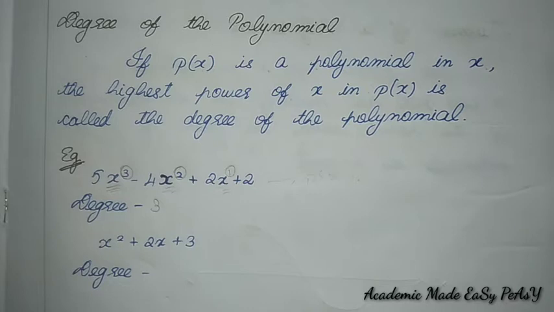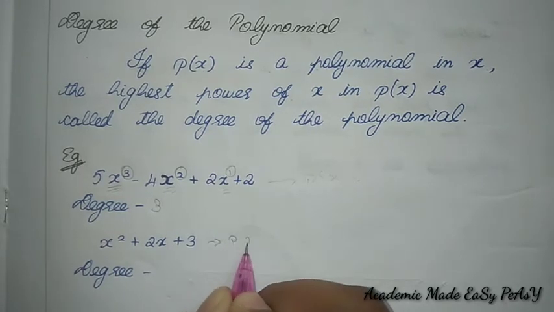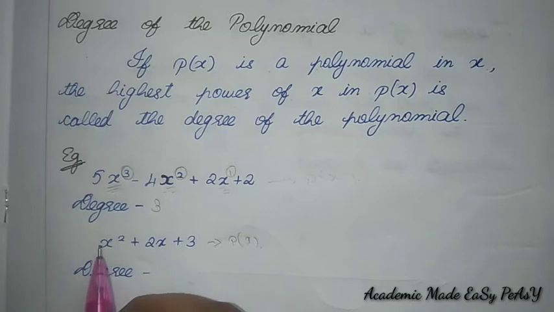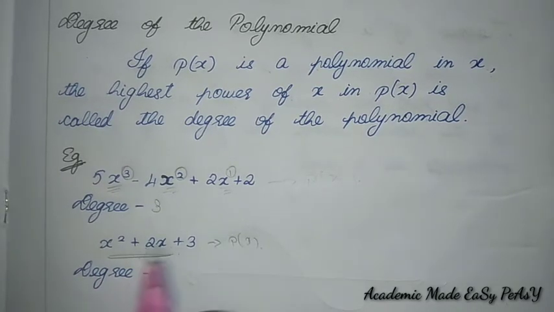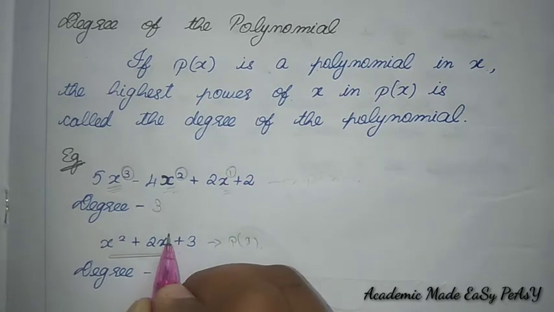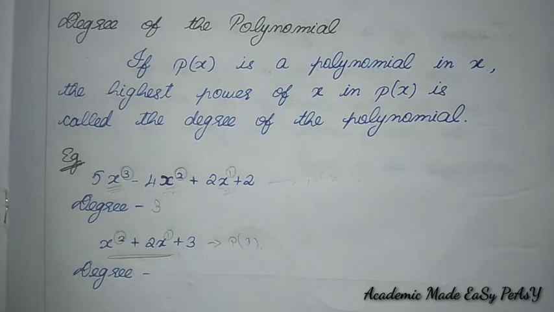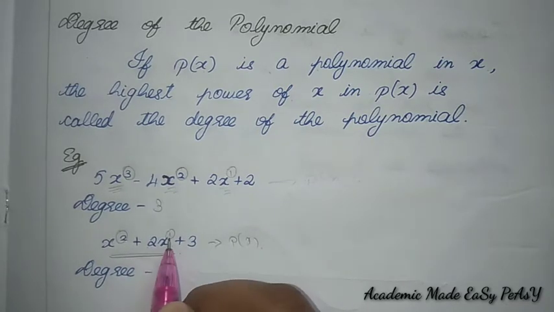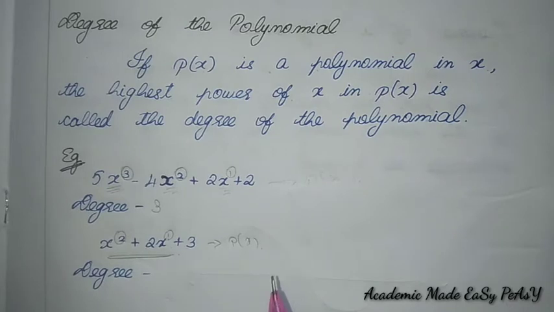And one more example. Next, p of x is x square plus 2x plus 3. This is the p of x given, and we have to find the degree of this polynomial. Now I will be checking the degree of x alone, not any other degree. So I have 2 and 1. Which is the highest power? 2 is highest, isn't it? That is, 2 is greater than 1. So therefore the degree will be 2.